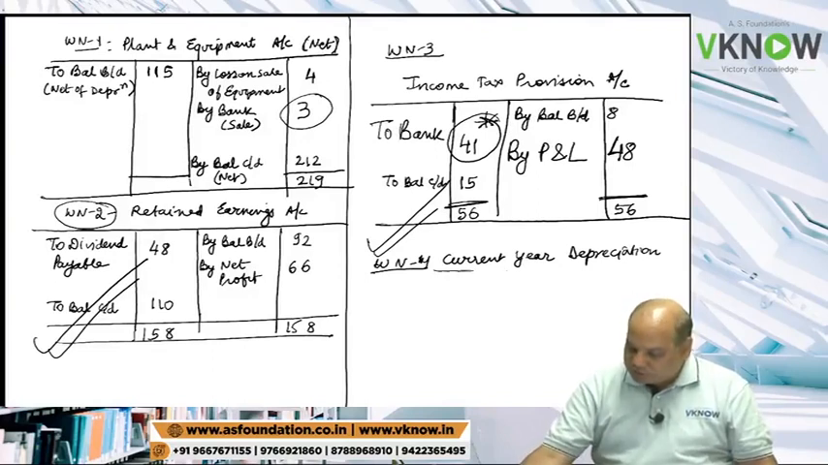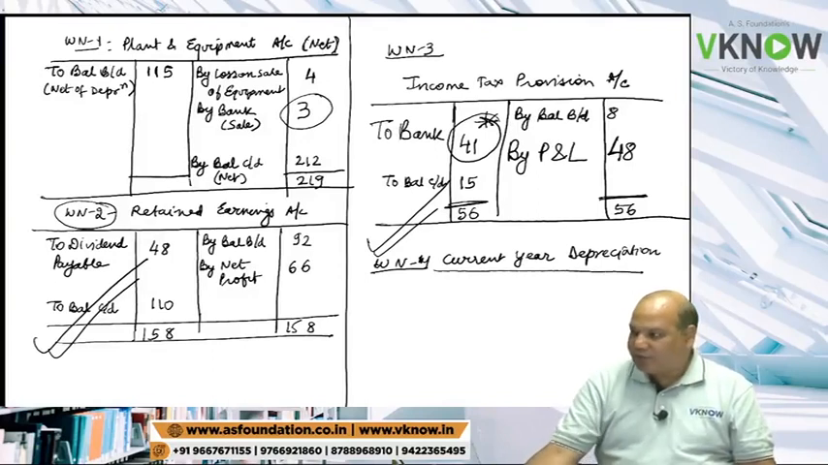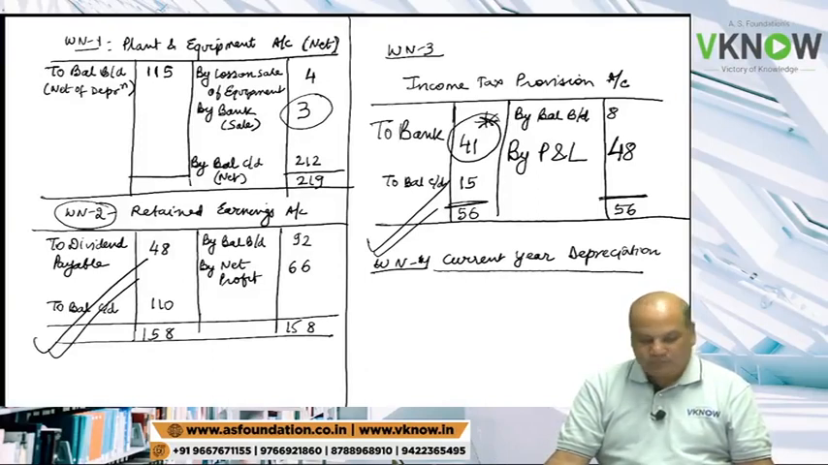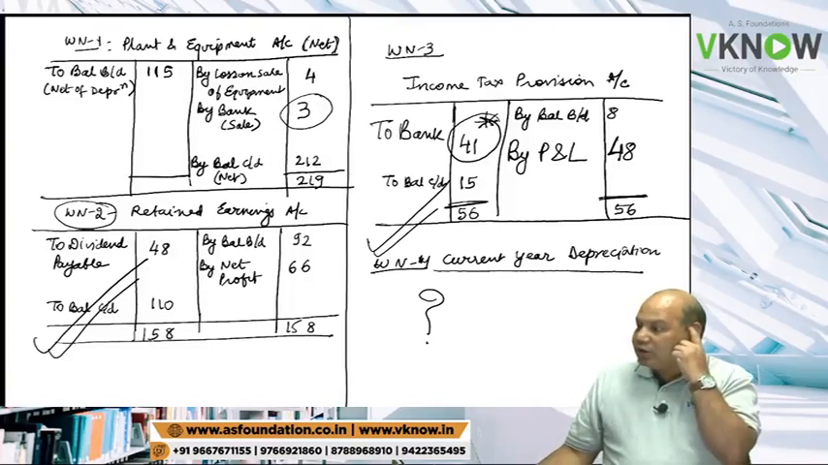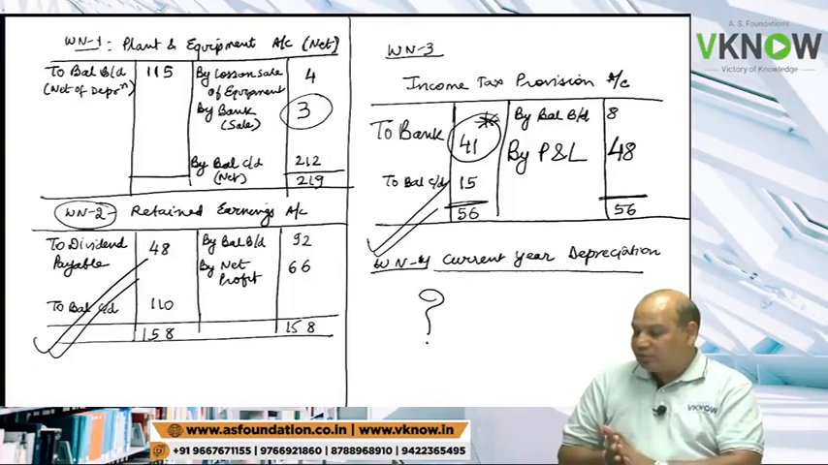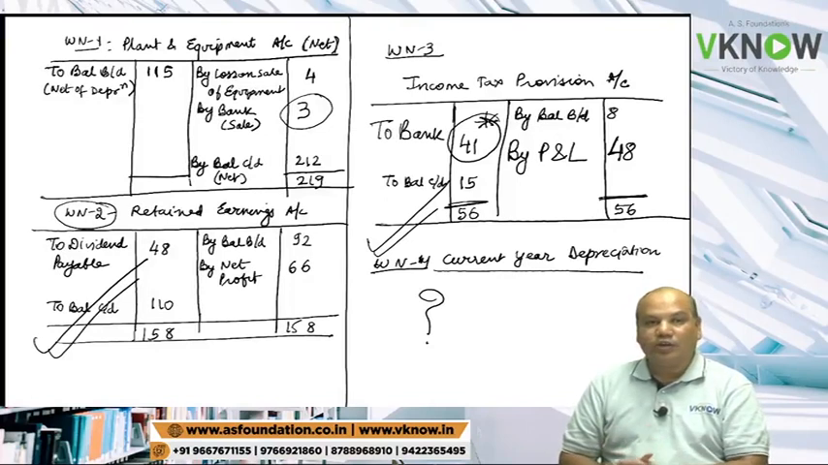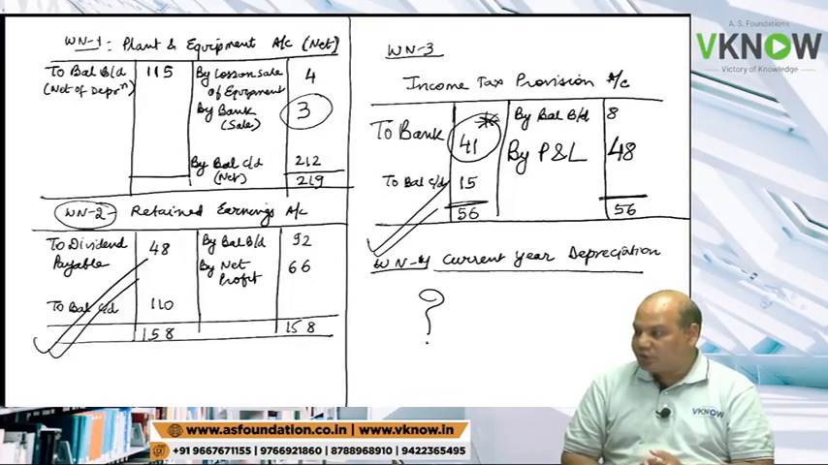Current year depreciation. Anybody today show your skill. Please reply. Why current year? Why is income tax given in the P&L account a provision for tax and not the actual tax?